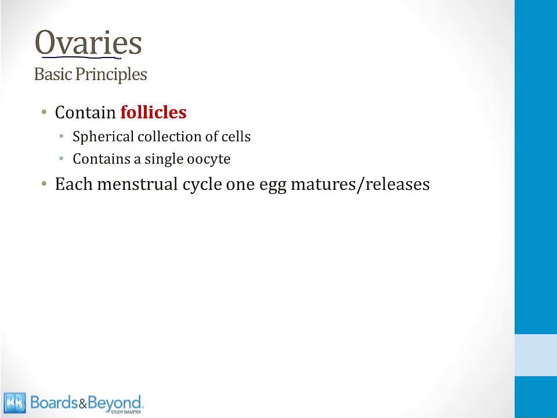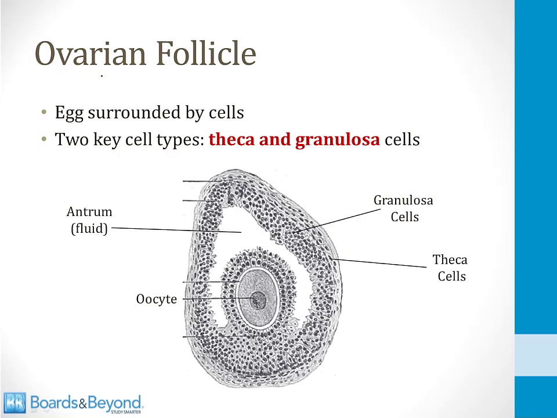To do this, we first need to review some basic principles of the ovaries. So the ovaries contain follicles. These are the functional units of the ovaries. They are a spherical collection of cells that contain a single oocyte or egg. In each menstrual cycle, one follicle in the ovary will mature and release its egg, and when it releases its egg, that's called ovulation.